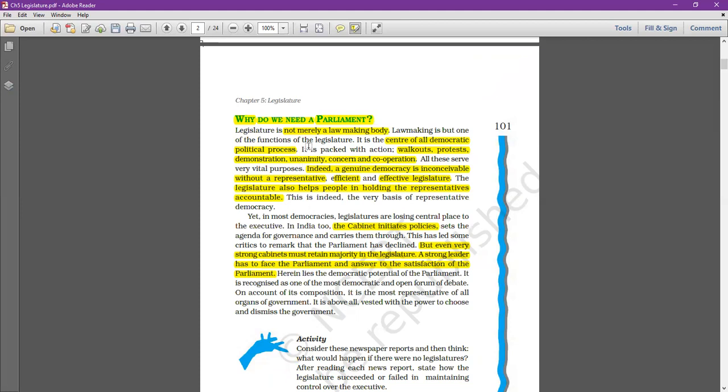So the legislature is not merely a lawmaking body. Absolutely, its main work is lawmaking, as we all know. But apart from lawmaking, it has other functions also, and those are also very, very important. Such as, it is the center of all democratic political process.